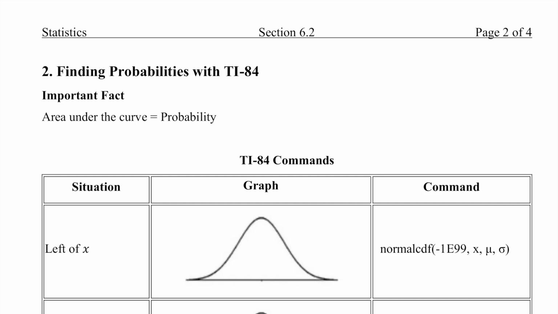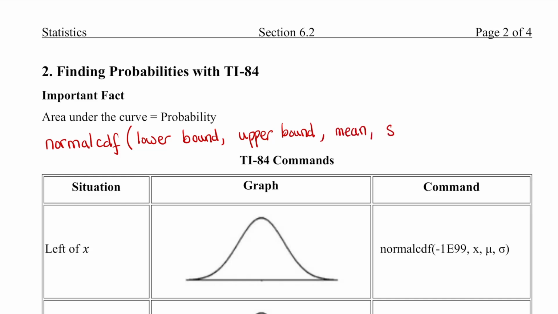To find probabilities on the TI-84 calculator, we use the command normalcdf, open parentheses, lower bound, comma, upper bound, comma, mean, comma, standard deviation. The lower bound is where the shaded area starts, and the upper bound is where the shaded area ends.